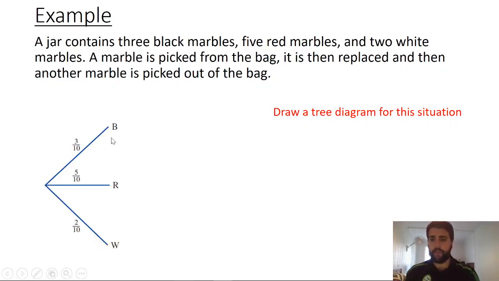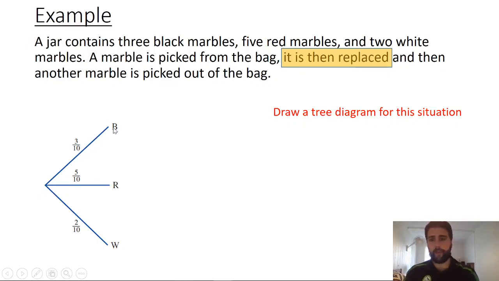The chance of picking a black, a red, or a white marble, well, we've got 3 black marbles. We've got 10 in total, so it's 3 out of 10, 5 out of 10 for red, and 2 out of 10 for white. Now guys, I know that these events are independent because of this part of the question. The marble is being replaced. And what that means is, after we've picked this marble out, we put it back in the bag, and the probability of picking out another black marble is still going to be 3 out of 10.